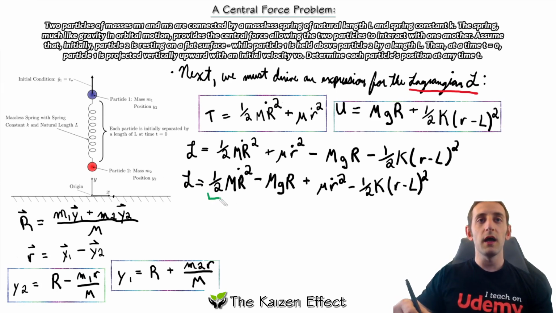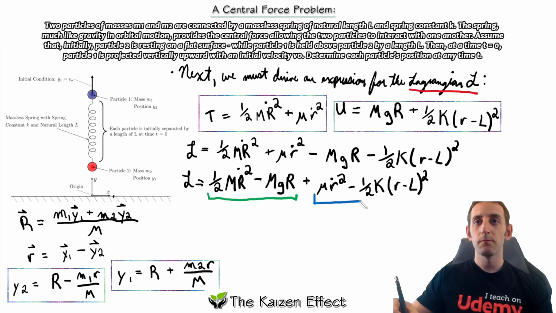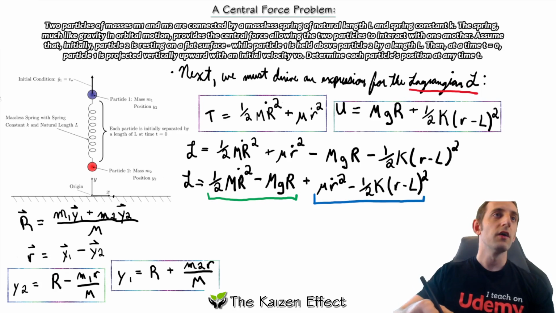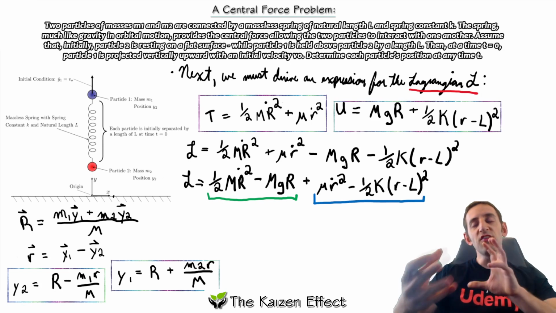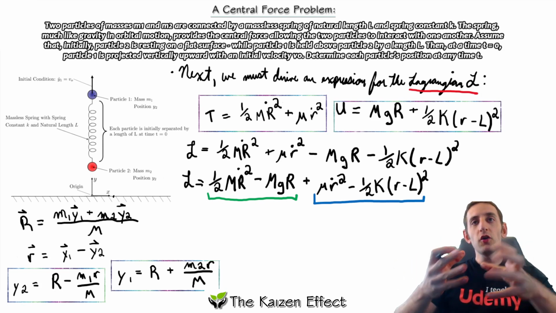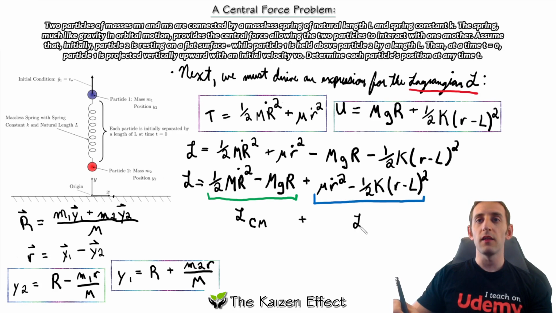So what I'm going to highlight first over here are two portions of this and show you what we've just discovered. By changing our perspective, by looking at the motion in a different manner, we found that we broke the Lagrangian up into separate parts. So we see that the Lagrangian of the center of mass term is right there, and that is added with a Lagrangian related to the relative motion.